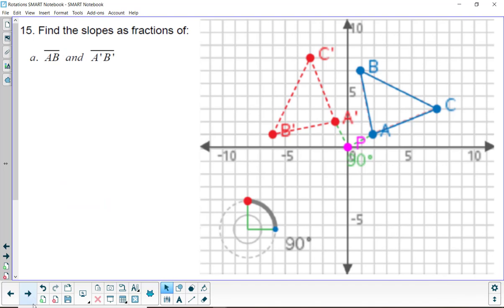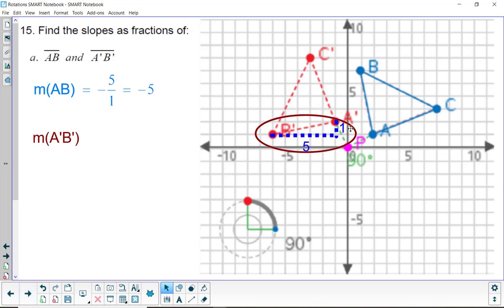All right, so from 15A, line segments AB and A prime B prime. Looking at the slope of this one right here, it looks like we go down 5 and over 1 for a slope of -5, sloping downhill. For segment A prime B prime, it looks like the slope is positive. If we draw in that right triangle, it looks like the change in y is 1, change in x is 5, for a positive 1/5.